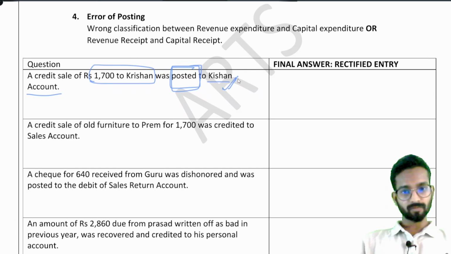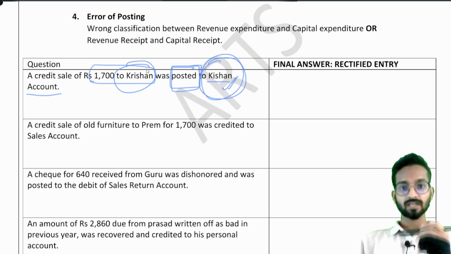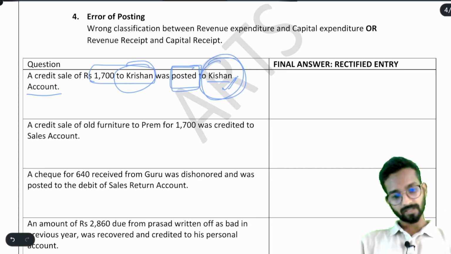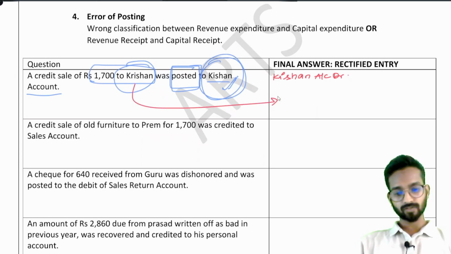It is Kishan account debit to sales. I have written Krishan. It means I was supposed to debit Kishan. I have debited whom? I have debited Krishan. So, correct entry is very easy. Rectified entry will be debit the Kishan to whom we wrongly debited Krishan. So, right here to Krishan 1700.